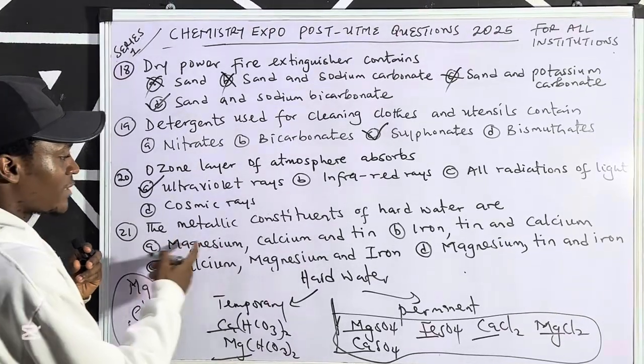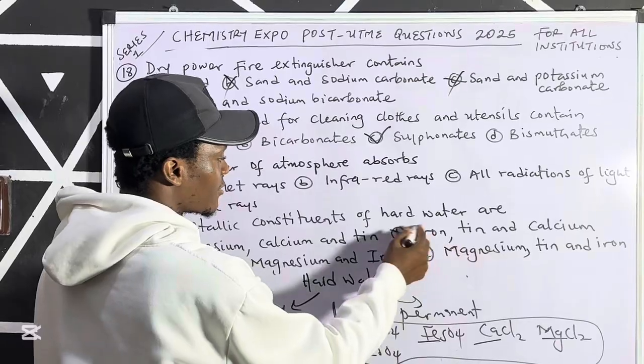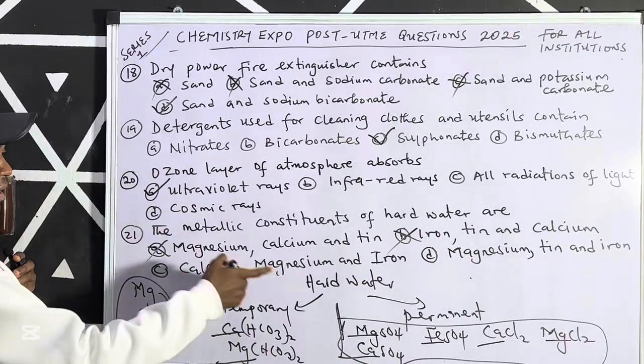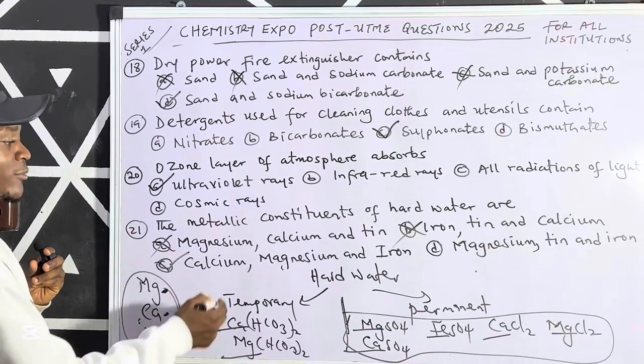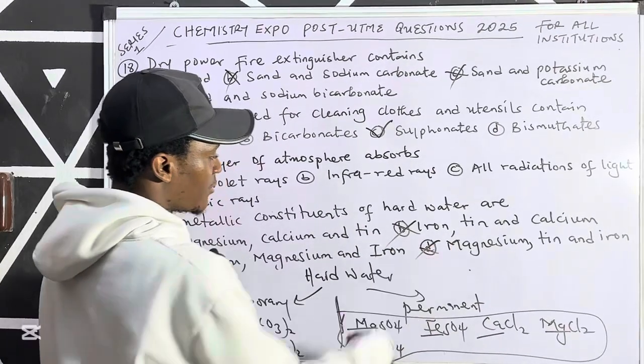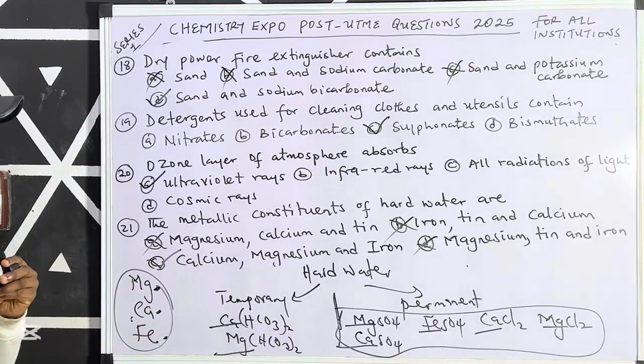Option A, magnesium, calcium, and tin. This is wrong. Option B, iron, tin, and calcium. Very wrong. Option C, calcium, magnesium, and iron, which is correct. Option D is wrong. So the correct option is option C. So let's see the next question.